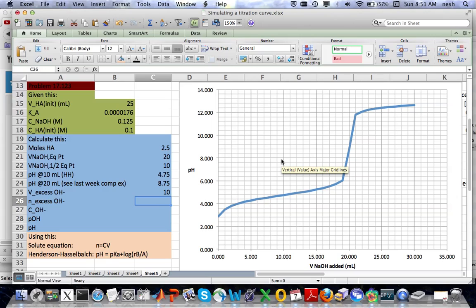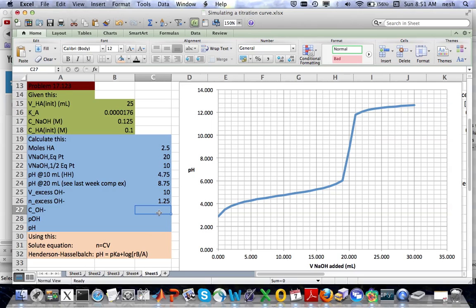How many moles is that? You could probably calculate that, so go give that a shot. Okay, the moles of excess OH minus: I'm using the solute equation again. The moles equal the concentration of the titrant times 10 mL. So we have added 1.25 millimoles of excess OH minus by the time we got to 30 mL, because we're 10 mL past the equivalence point.